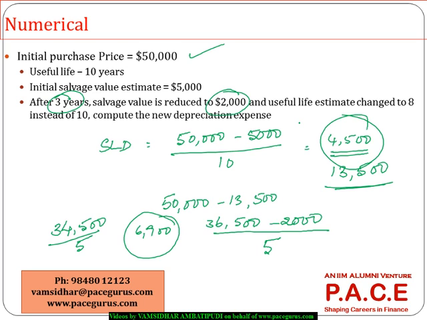So that's one more way we can work this out. In case initially we have estimated something, but over the period we observe some differences, we can very well modify the depreciation expense by revising the estimate of the useful life as well as the salvage value of the asset accordingly.